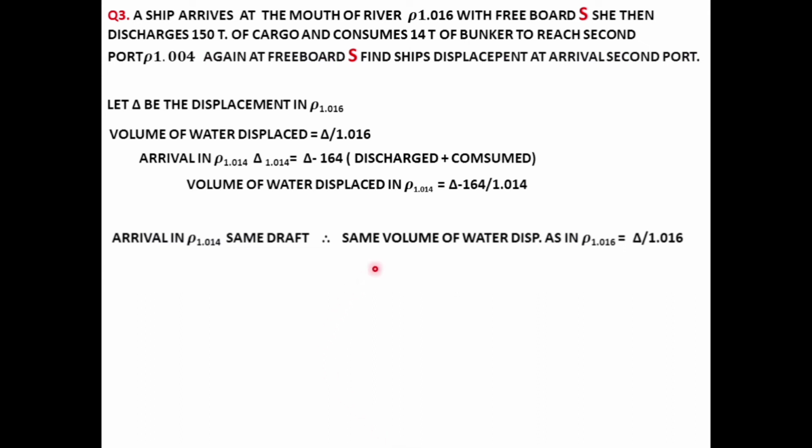Now arrival in 1014, they both have the same drafts. So the volume of water displaced in both of them would be equal. And in 1.016 relative density, the underwater volume would be this. The volume on both the sides, as I said, the drafts are the same, so underwater volume will be the same.